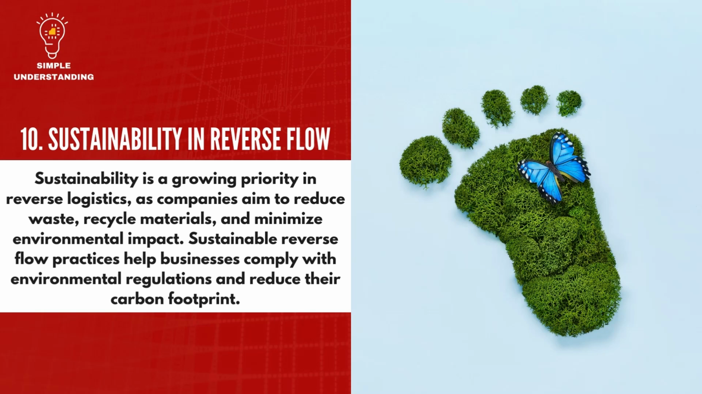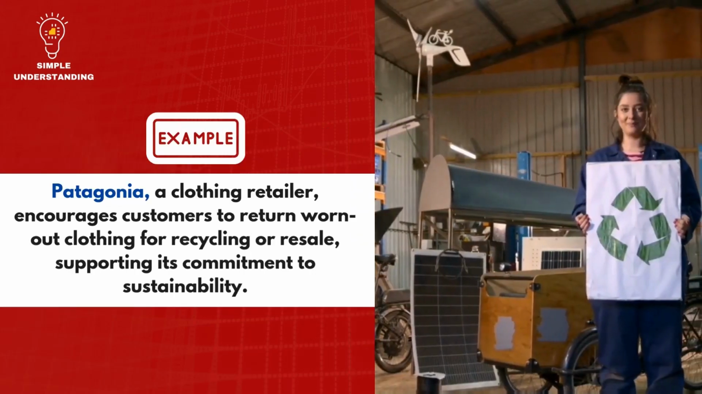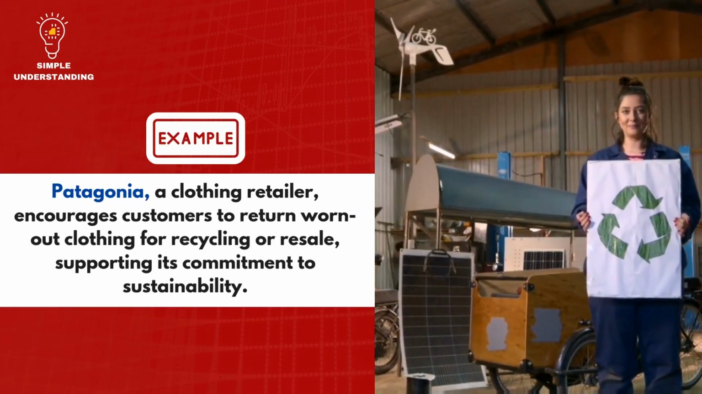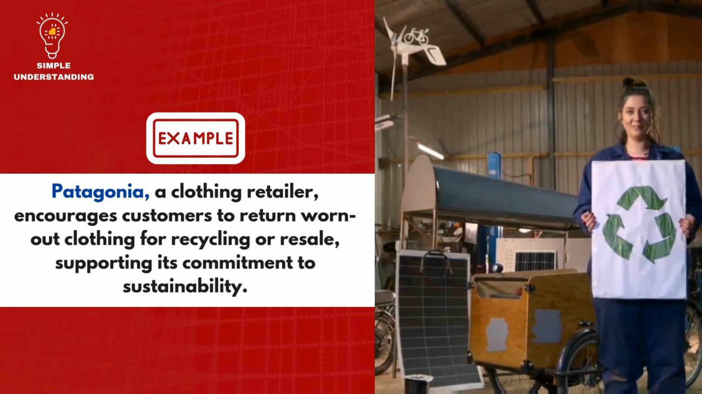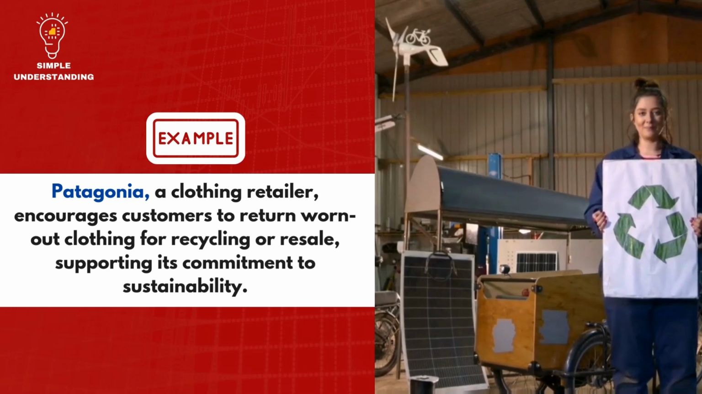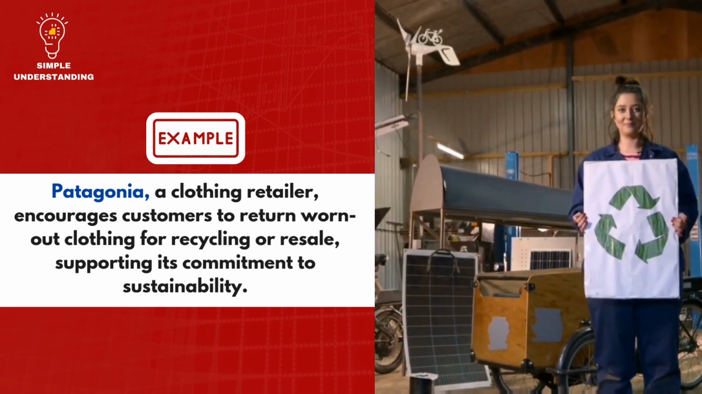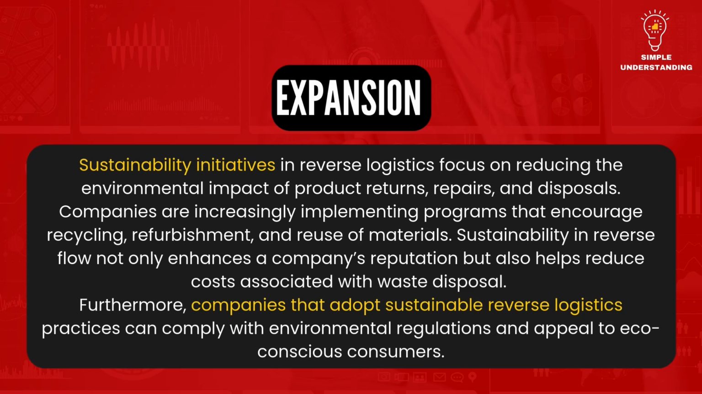impact. Sustainable reverse flow practices help businesses comply with environmental regulations and reduce their carbon footprint. Real company example. Patagonia, a clothing retailer, encourages customers to return worn-out clothing for recycling or resale, supporting its commitment to sustainability. Expansion. Sustainability initiatives in reverse logistics focus on reducing the environmental impact of product returns, repairs, and disposals. Companies are increasingly implementing programs that encourage recycling, refurbishment, and reuse of materials.